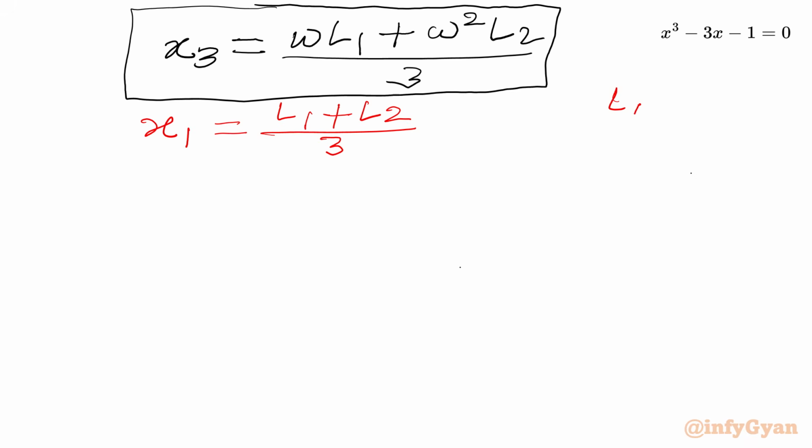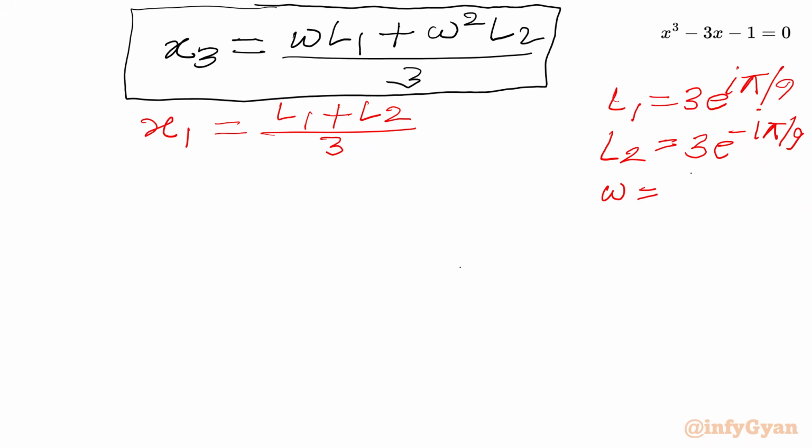Let me write L1 in polar form. It is 3 times e power i pi over 9. We have calculated that. And L2, the second resolvent, is equal to 3 times e raised to the power minus i pi over 9. Let me write omega also. It is equal to e power i times 2 pi over 3 in polar form. And if we write omega square, it is e power minus i 2 pi over 3.